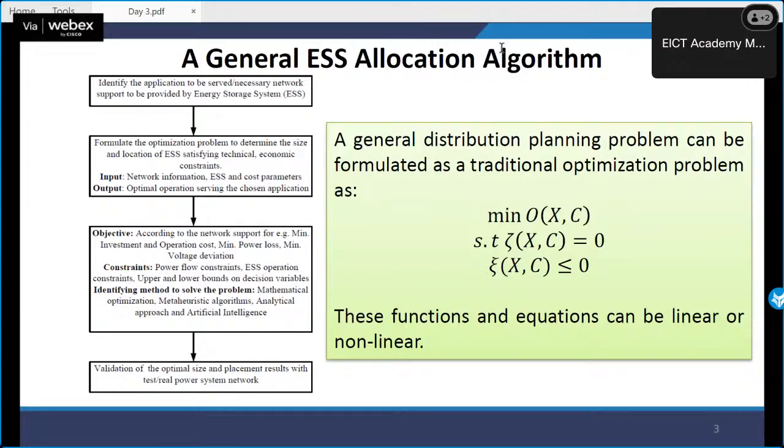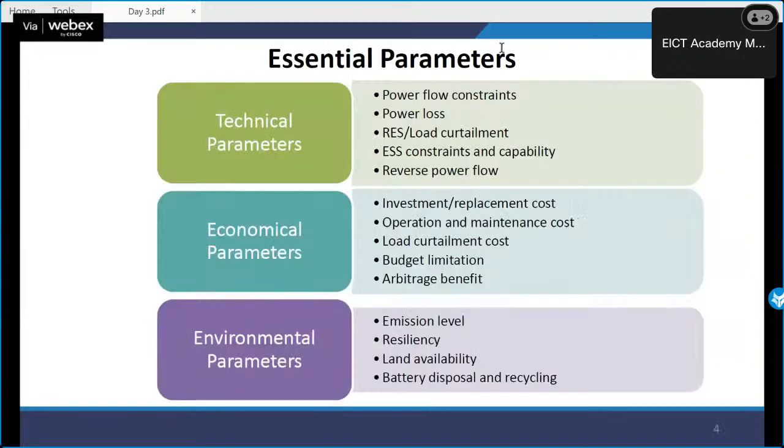Validation of the optimal size and placement result with a test real power system network. That means you take a small rated battery, based on that location, and you can burn the network into a simulator. And once you are satisfied, then you order the real battery and put it in the grid.